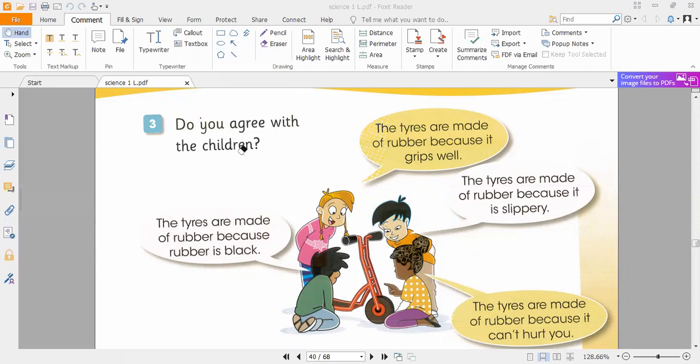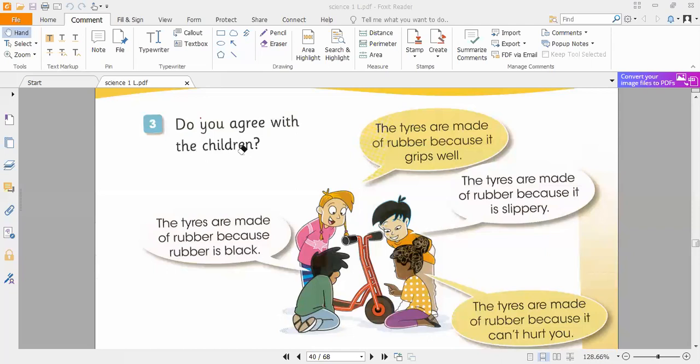Number 1, the girl with the yellow hair, or you can say orange hair. The tires are made of rubber because it grips well. She is saying the tires are made of rubber because it grips well. Okay, after that, the boy with the black hair, he is saying the tires are made of rubber because rubber is black.